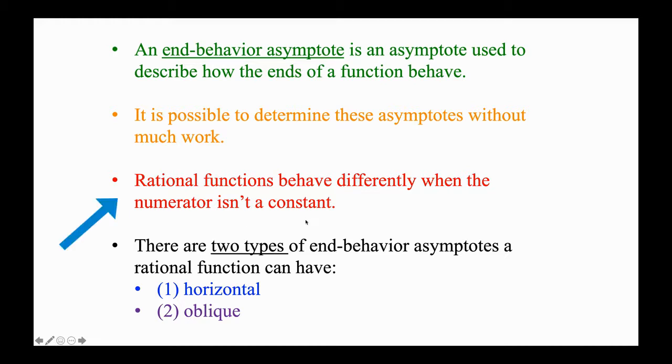And essentially what we're going to look at is what happens when, in your rational functions, the numerator isn't a constant. They behave very differently. So in general, what I want you to start thinking about is that there are two types of end behavior asymptotes for a rational function. They can be horizontal, which is what we've been dealing with, or they can be what's called oblique. Oblique is just some fancy way of saying not horizontal. So think of diagonal, for example.